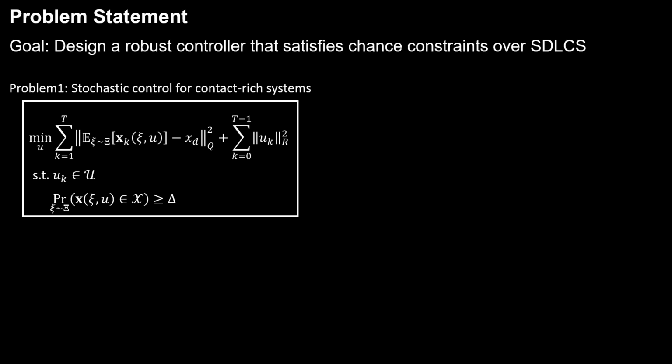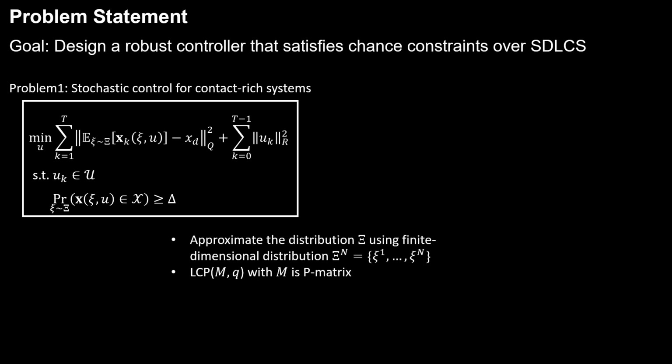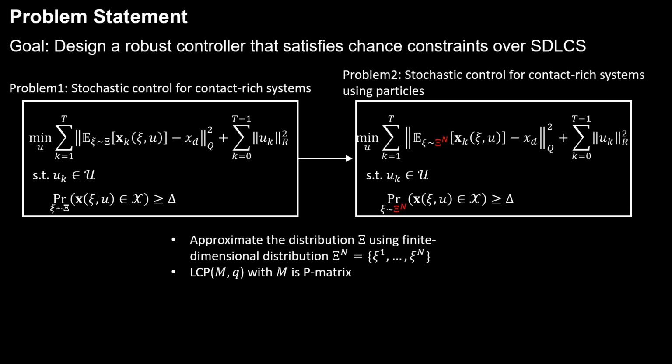Since the system is a hybrid dynamical system, the uncertainty follows a non-Gaussian distribution. Also, the system can have multiple different contact modes. Therefore, the traditional chance constraint optimization techniques cannot be directly applied. Thus, we approximate the non-Gaussian distribution using a finite dimensional distribution so that we can characterize the distribution of the state and contact forces using particles.